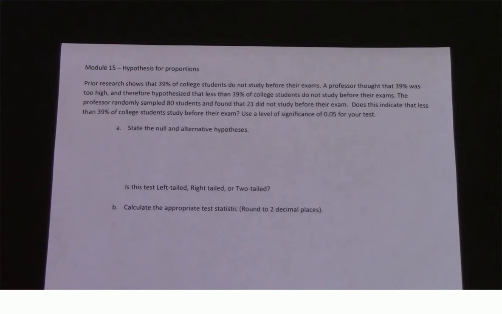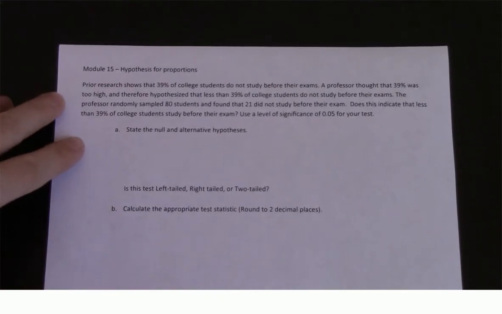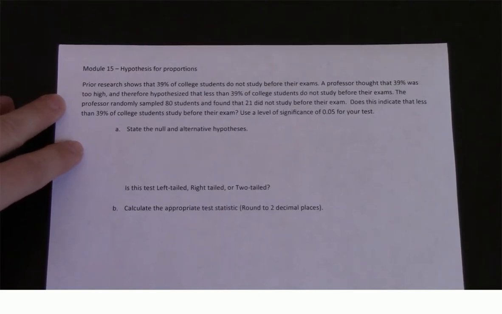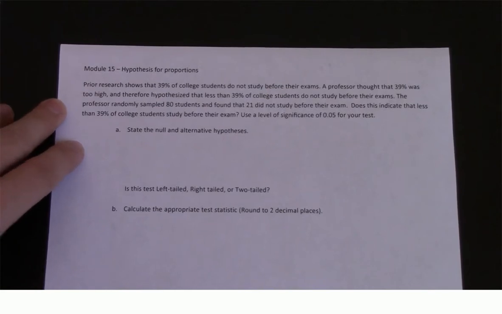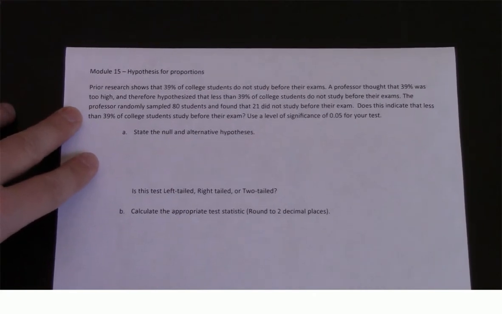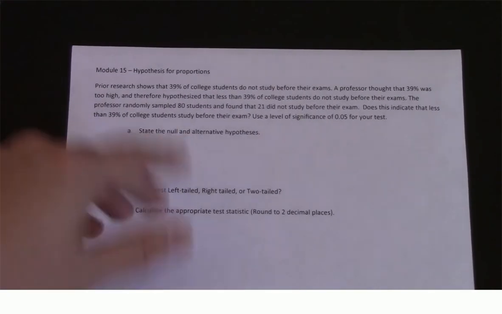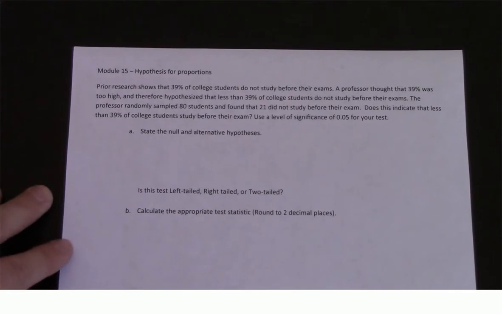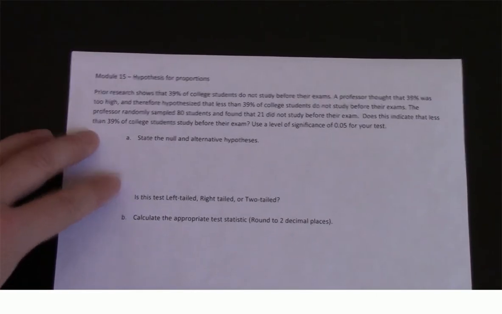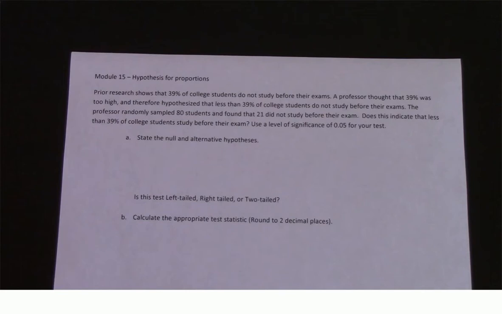Alright, so prior research shows that 39% of college students do not study for their exams. The professor thought 39% was too high and hypothesized that less than 39% do not study. So the professor believed that most of the students study, and 39% seems like a lot. The professor randomly sampled 80 students and found 21 claimed that they didn't study for their exam. Does this indicate that less than 39% of college students study for their exam? Use the 0.05 significance level for your test.